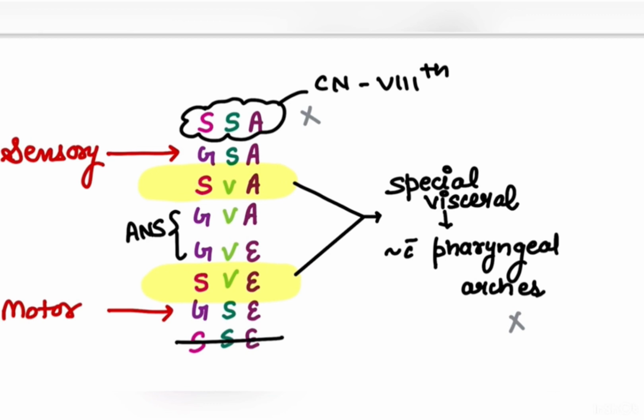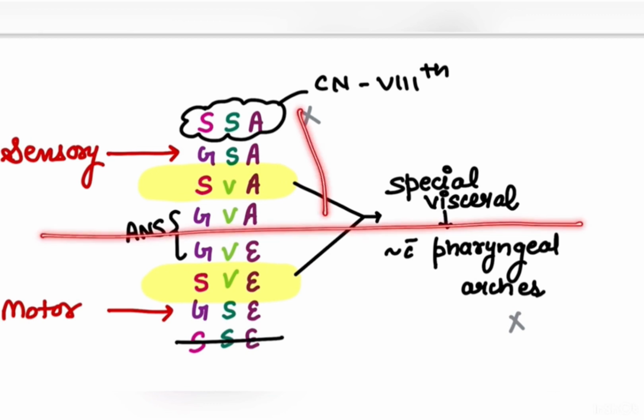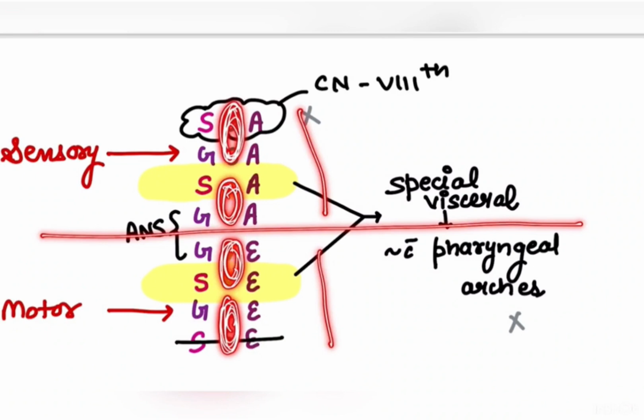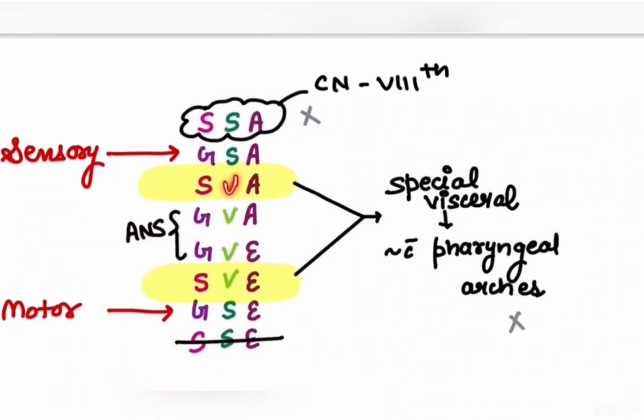Now, visceral is always protected inside. So if I draw an imaginary line through the middle of these components which we are writing, the visceral components are written over the middle part and the somatic component, that is S, is written over the peripheral part. Means we will write somatic S in the outer two and visceral V in the inner two. So this is V, and the somatic components are outside.